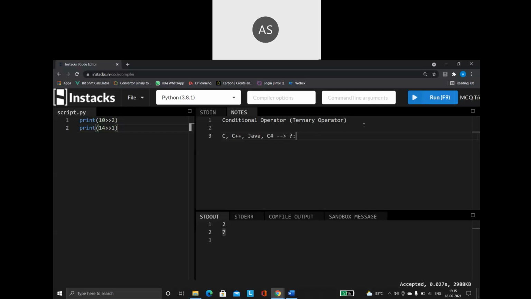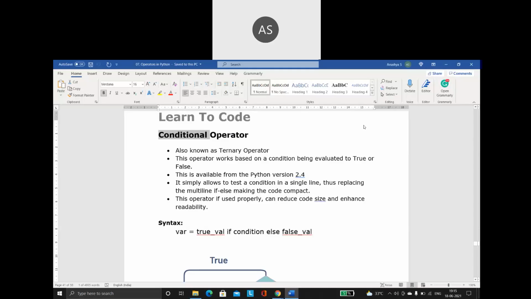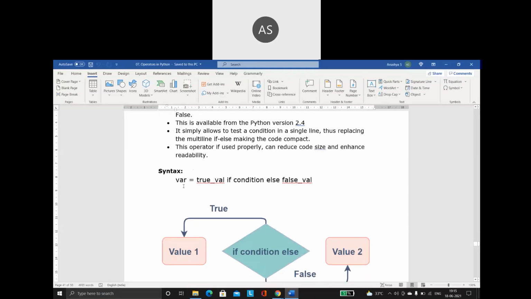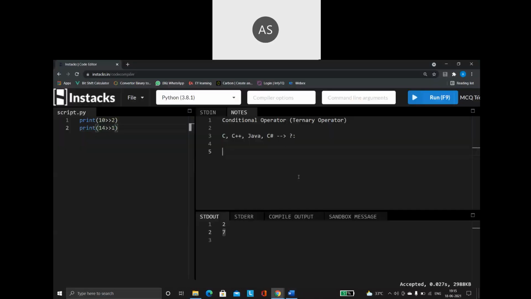In Python, it is a little different. We do not have this symbol. There is no symbol to represent our conditional operator. Then you may ask, ma'am, how to write it? So remember, this is the syntax in Python. You will give some variable name equals to.